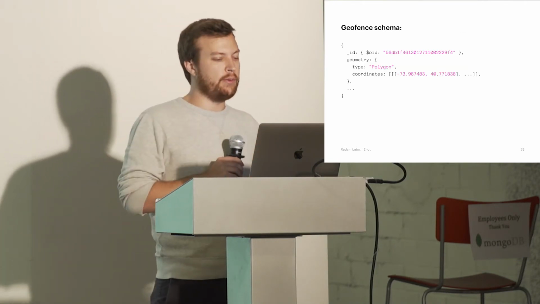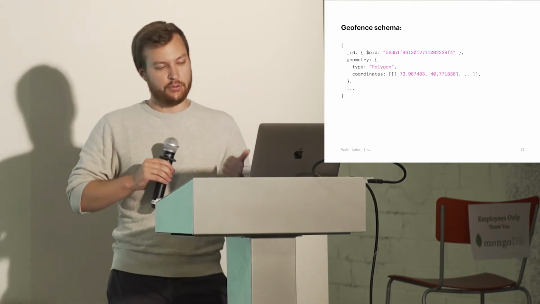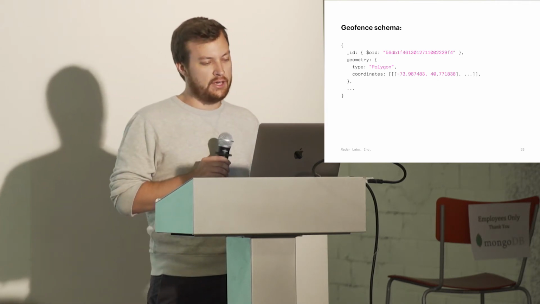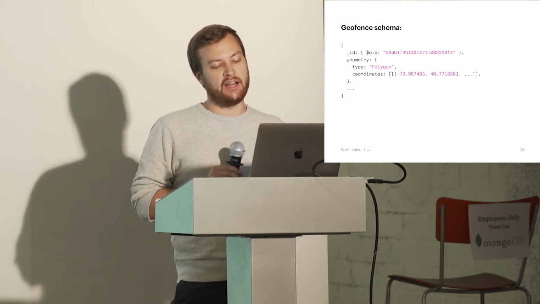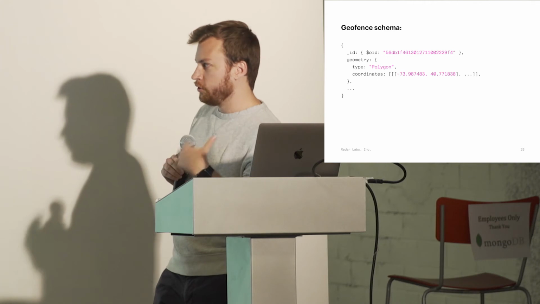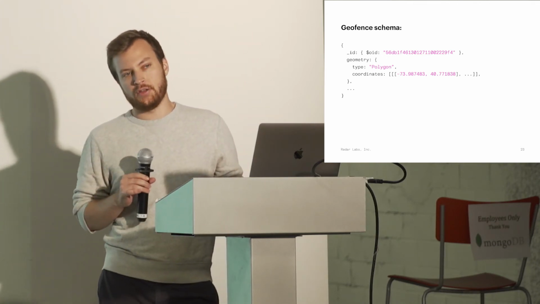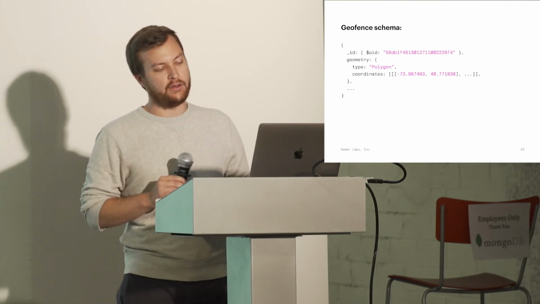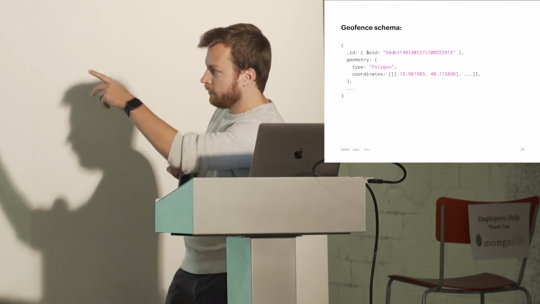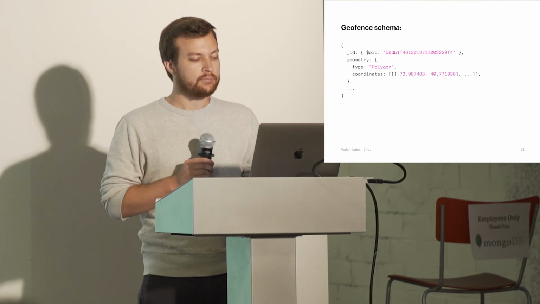Just to understand our schema first, we have three main objects in our system: geofences, users, and events. This is obviously a super simplified view of our geofence schema, but each geofence document has an ID, and then it has a geometry, which is a polygon. For those of you who haven't used geospatial features in MongoDB before, this is GeoJSON format, so it's just a standard format to express polygons or points in JSON format. Basically just an array which represents a ring of coordinates for the shape of the polygon.